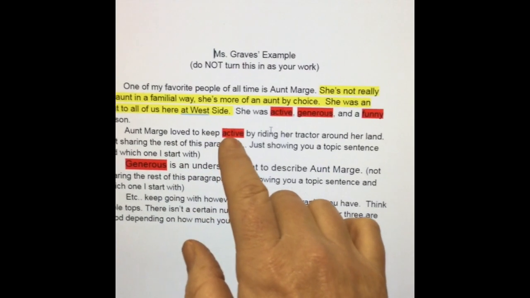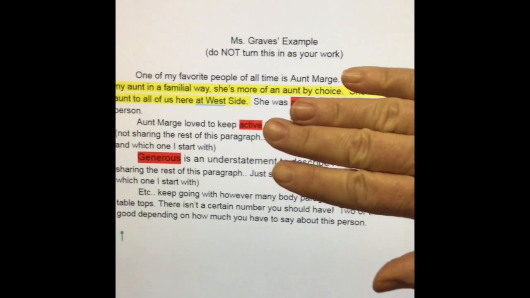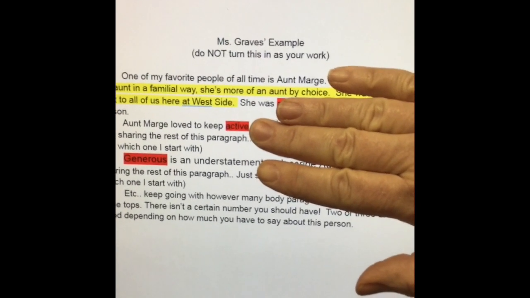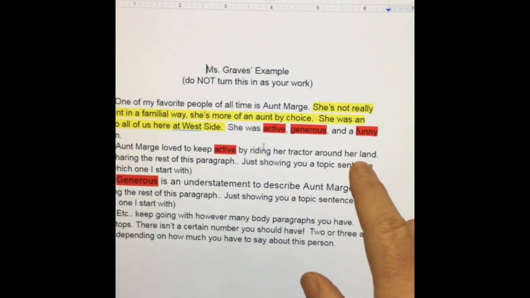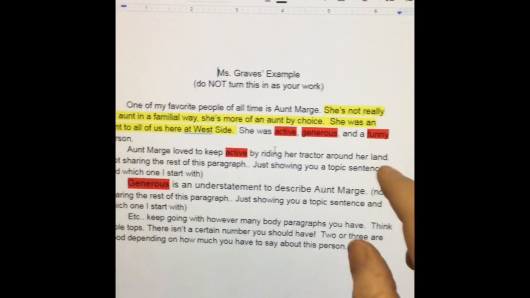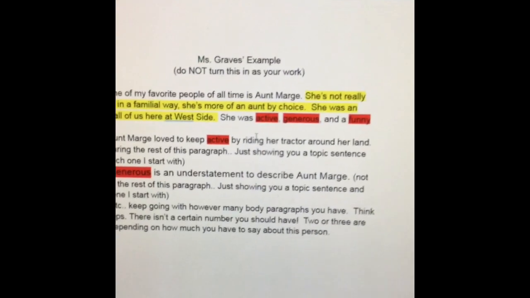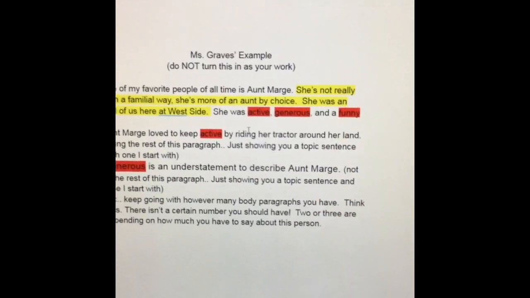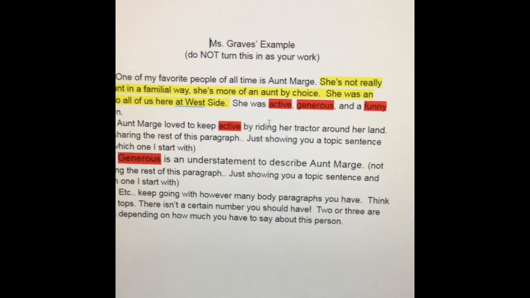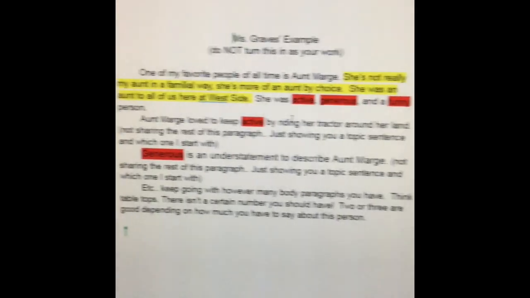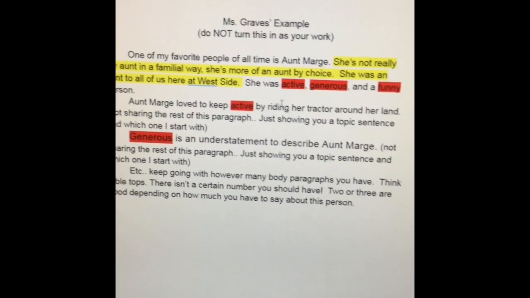Aunt Marge loved to keep active by riding her tractor around her land. I didn't stop by saying Aunt Marge loved to keep active. I needed to give some kind of example right here. I don't want to just list all the ways that she stayed active. I want to talk about them more after I tell about what she did to be active. So we don't want our writing to just be a list. We want to talk about it a little bit more. And that's what we mean when we say develop it. We need to add sentences.